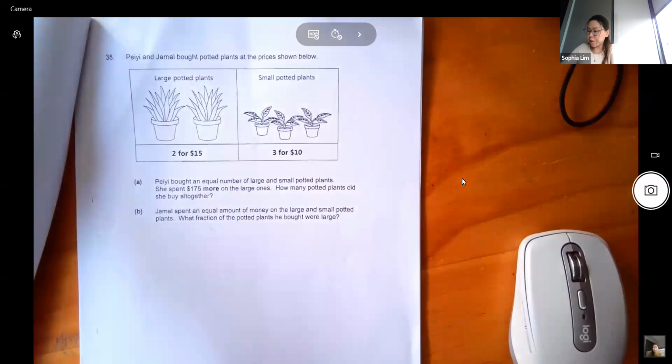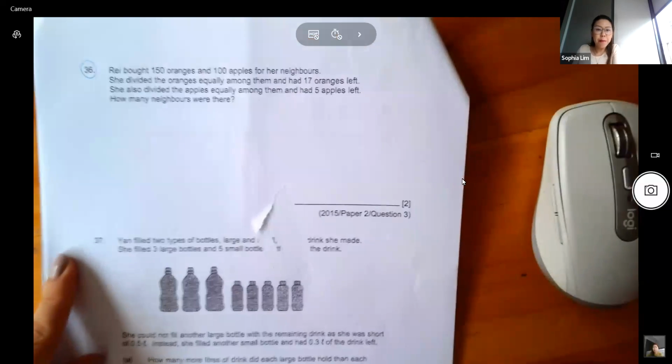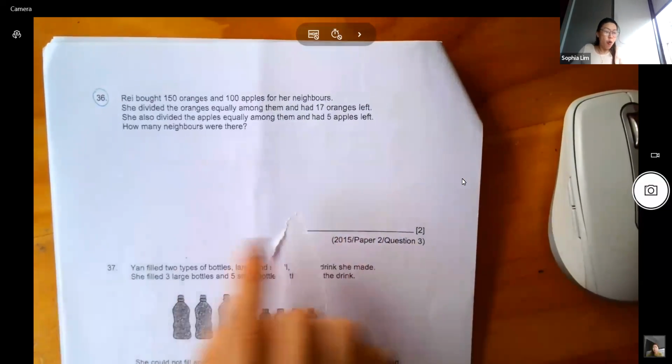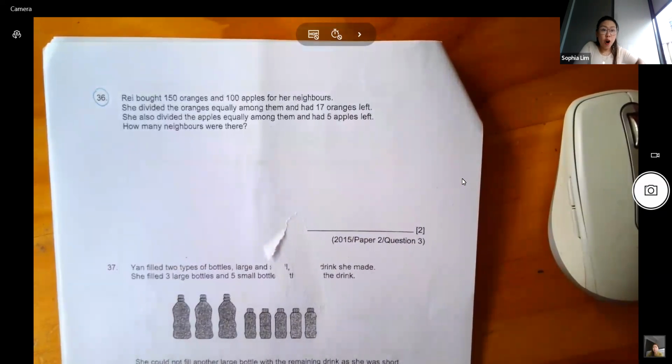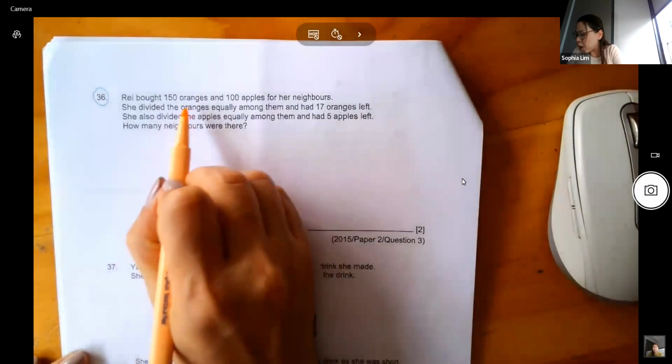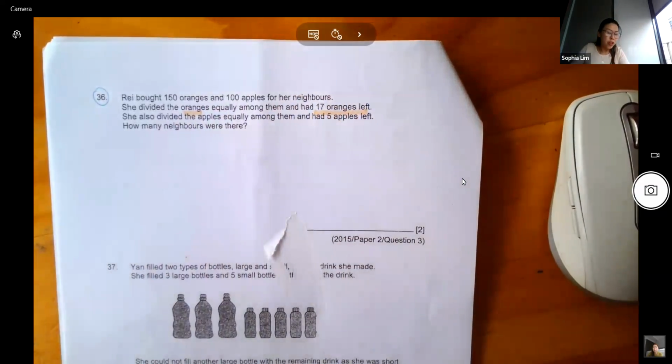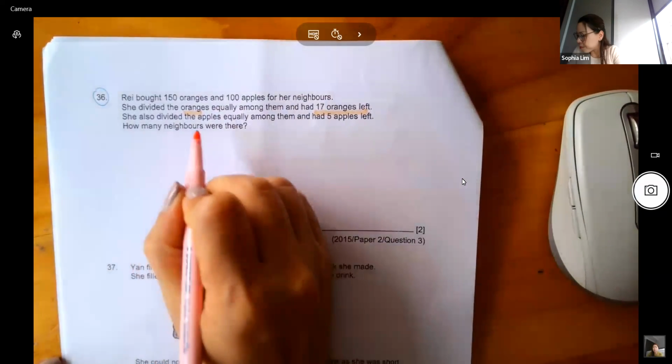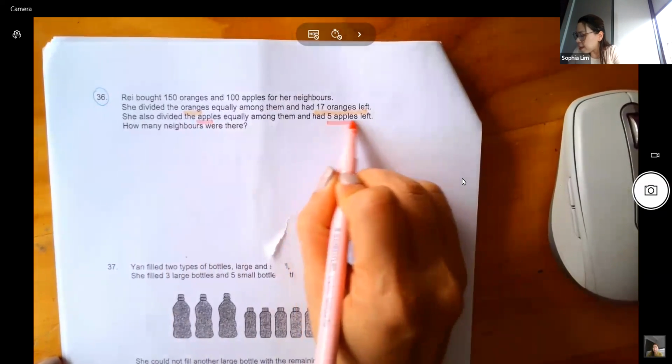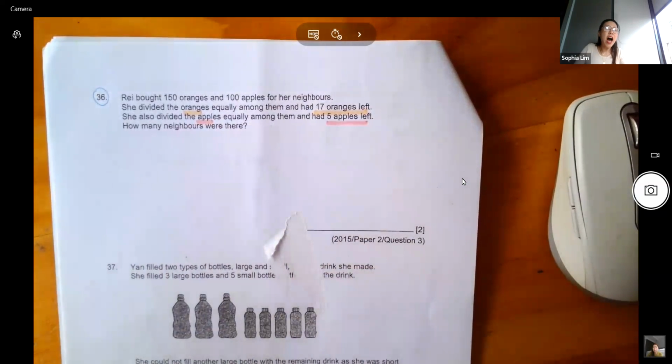Now let's take a look at page 15, question 36. Now, let me zoom in for you to see. This is a 2-mark question from paper 2, question 3. Raya bought 150 oranges and 100 apples for her neighbors. She divided the oranges equally and had 17 oranges left. She also divided the apples equally among them and had 5 apples left.